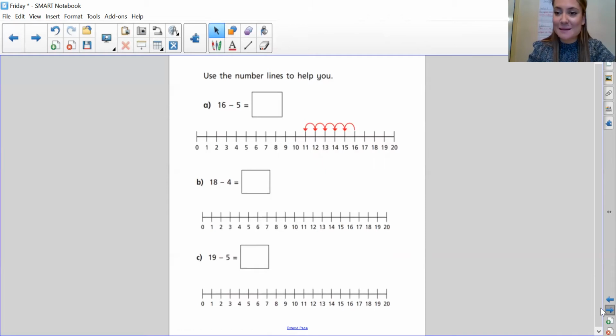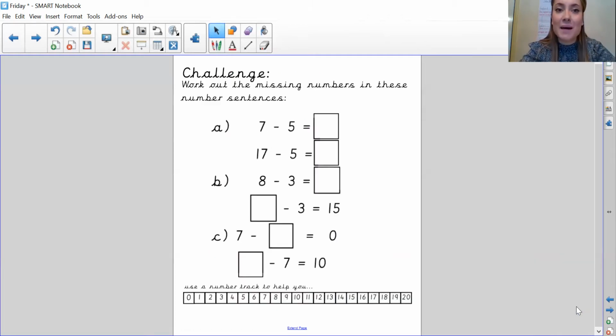Okay, hopefully some of you came back for a challenge. So my challenge today for you is, can you work out the missing numbers in these number sentences? So we've got A here, 7 take away 5 equals, 17 take away 5 equals, and then you can see the rest. So you can use a number track to help you with those.